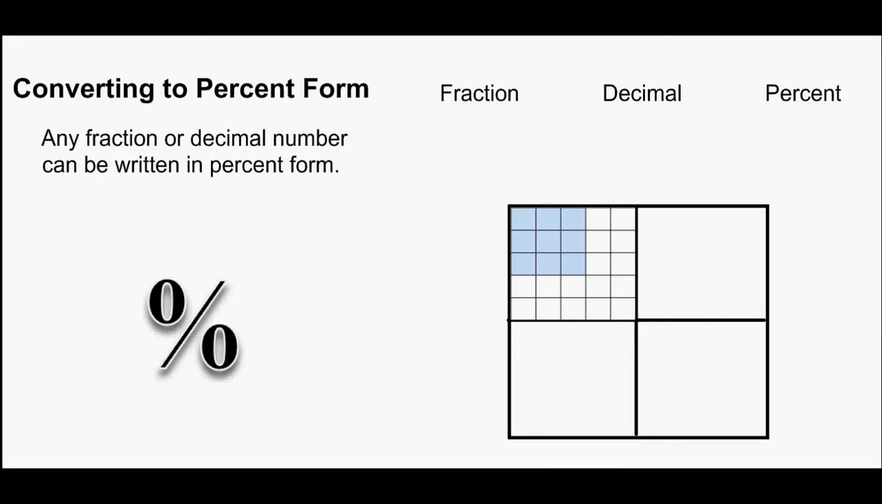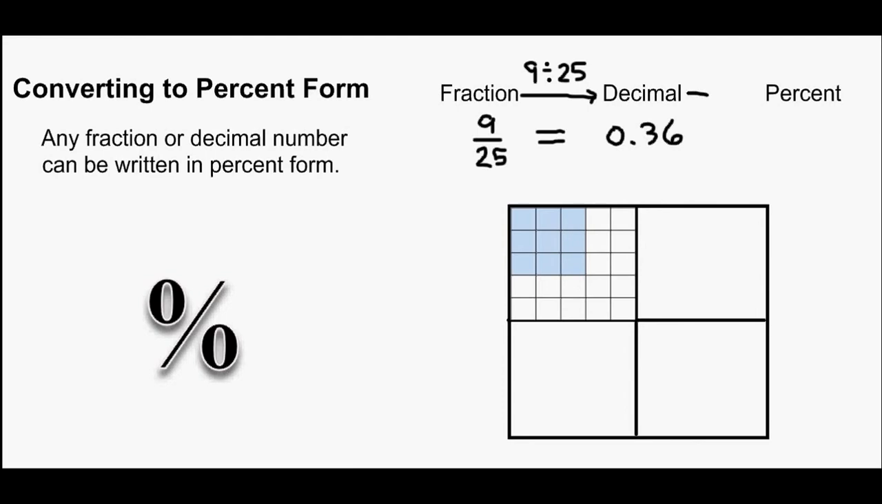Let's try another fraction. Here I have represented the fraction 9/25. We will change this fraction into a decimal using division. 9 divided by 25 equals 0.36. You know this decimal is read 36 hundredths.